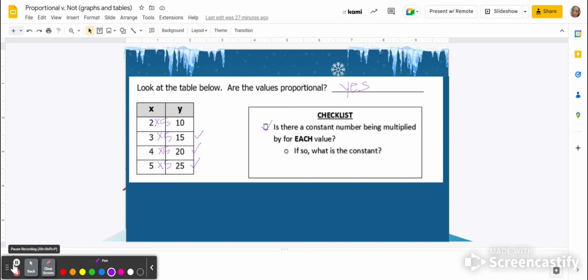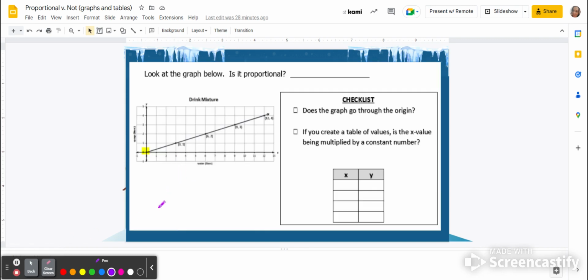All it's asking me is my constant number being multiplied by for each value? And it is. All right, so if I take a look at this graph, and I know it's kind of hard to see, so let's go ahead and label our coordinates. So we have 3, 1. I went over 1, 2, 3, and up 1. Remember, right or left first, up or down second. Then I go over, and I see my next one is at 6, 2. I went over 6, up 2. My next one is 9, 3. And my last one is 12, 4.